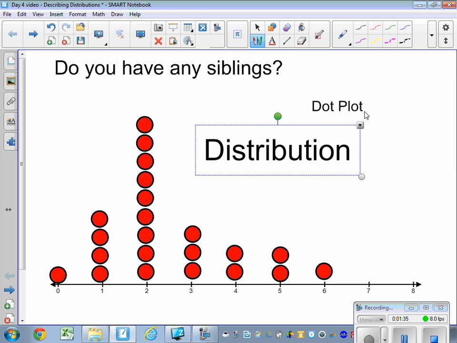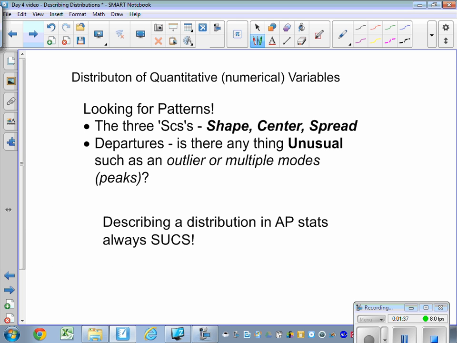So how do we describe it? When we're looking at a distribution of numerical or quantitative values, we're going to look for shape, center, spread, and unusual values, and we're going to use the acronym SUCKS. This sucks that we have to describe the distribution. So what are we going to look at?